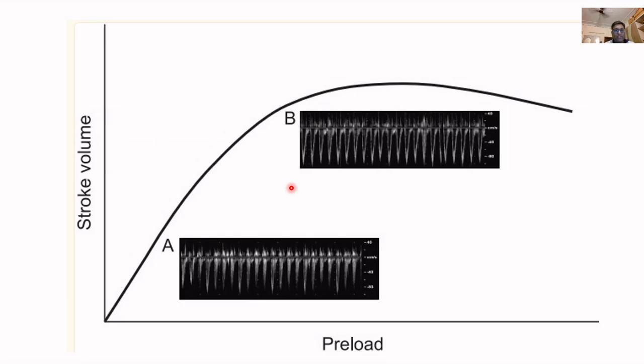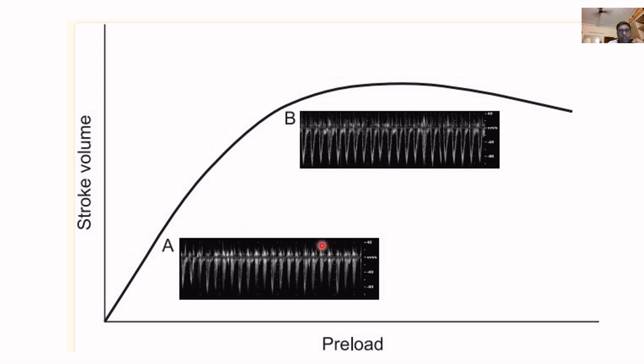Fluid responsiveness, basically, we are looking at the stroke volume and preload relationship. So preload is this, per the Frank-Starling law. As long as we are on the steep portion, if we increase the preload, there should be a good increase in stroke volume.